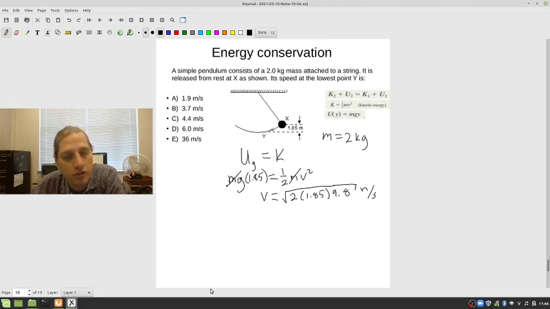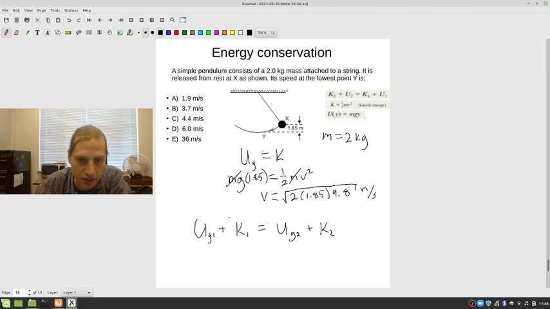But what I want to encourage you to think about is that what energy conservation really means is that you have your gravitational energy plus your kinetic energy at the beginning, let's call that at 1, and you have your gravitational energy and your kinetic energy at time 2. In this case, the kinetic energy happened to be 0 at the beginning. The gravitational energy happened to be 0 at the end, and so we could do that.